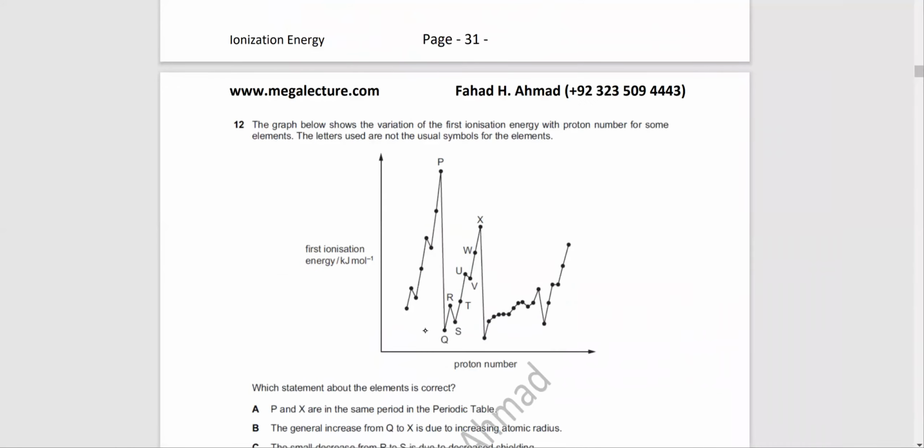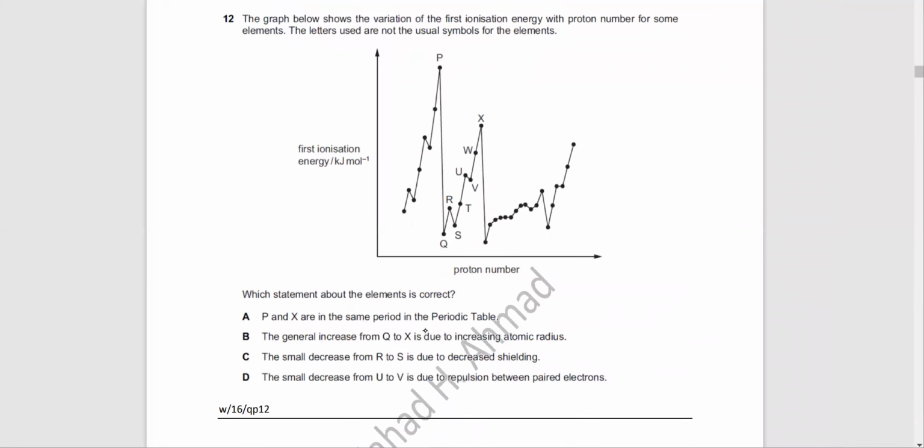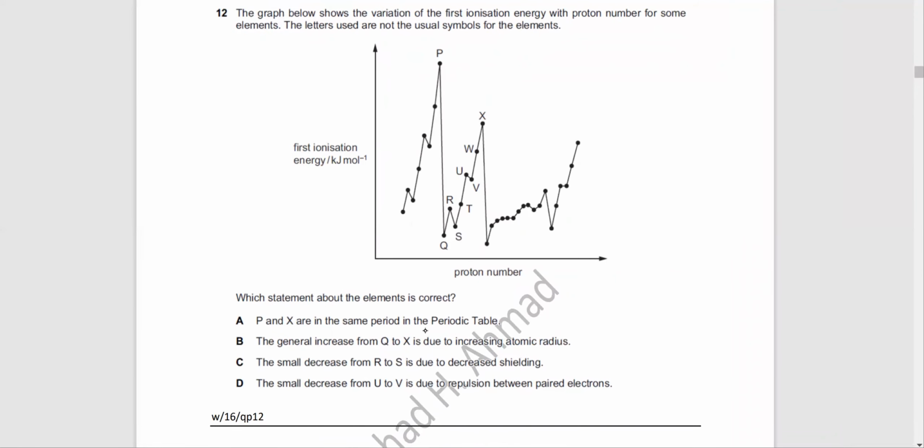Okay. So now this is again a graph across the period. Like this is across the period, then there's a dip, then across the period, dip. So this is a graph of consecutive elements. The first ionization energy is plotted across the period. Now, which statements are correct? P and X are in the same period of the periodic table. Here's P and here's X. Obviously not, because this is one period and this is another period.